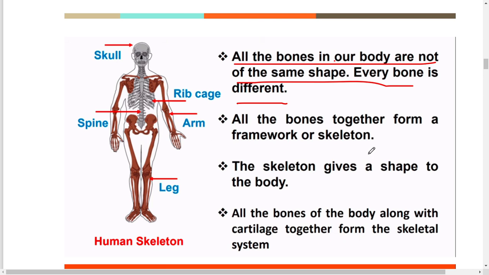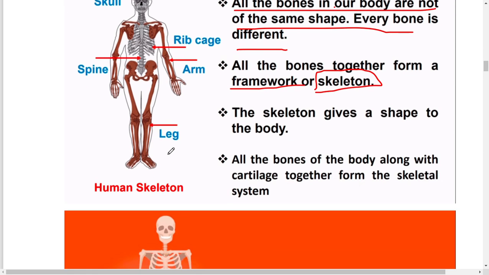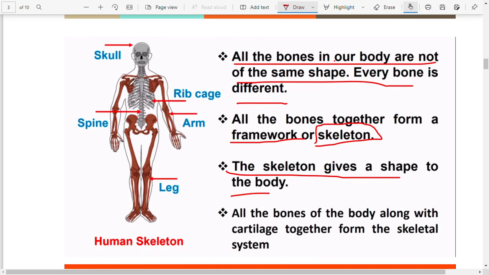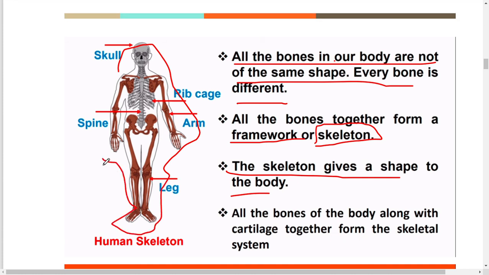All the bones together form a framework which is known as the skeleton. A skeleton gives shape to our body. When this skeleton is formed, it gives a proper shape to our body.